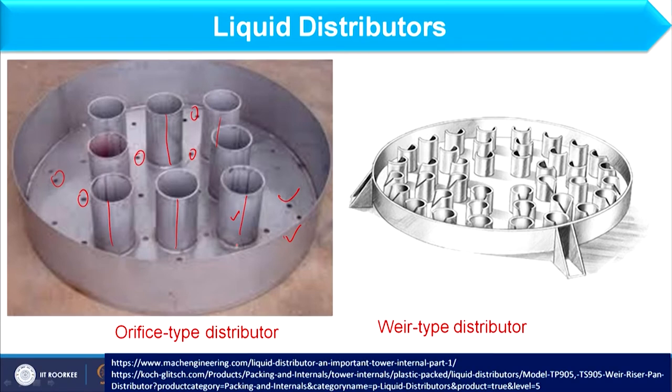And similarly, in the weir type distributor, liquid can pass through these notches also, okay, because when the liquid is available over here, it can pass through these notches. However, gas will also pass through this. So, in this way we consider the weir type distributor. About these you can study more in these references.